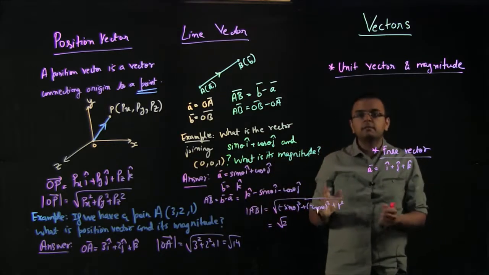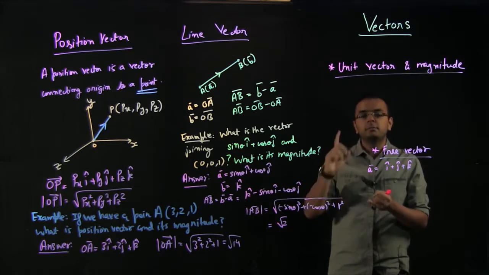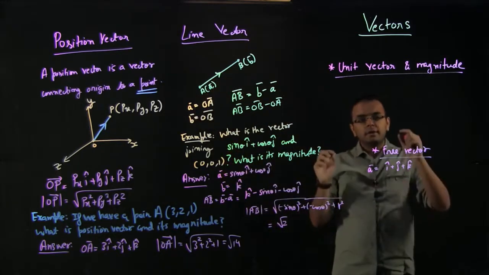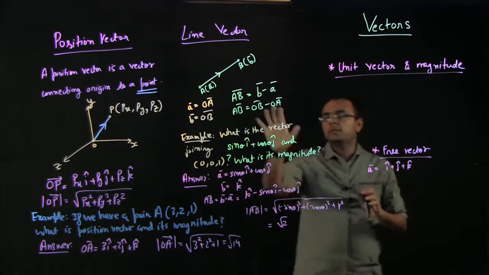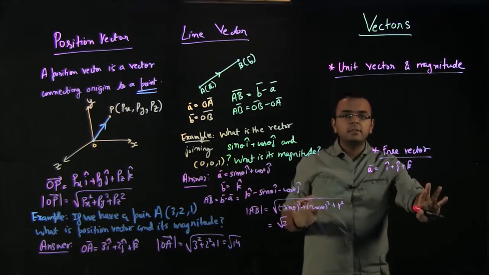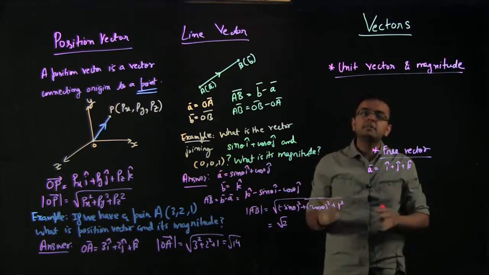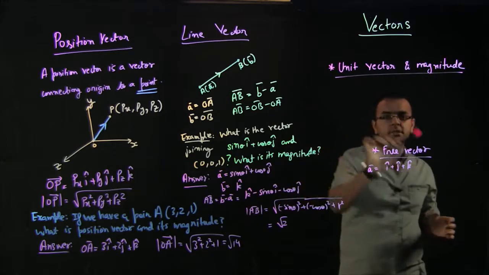So just to summarize, whenever you see a point, it always means a position vector. Whenever you see a vector joining 2 points, it means a line vector, which can be calculated like this. And whenever you see something just written like this and not specified whether it is a point or a line vector, then it means it is a free vector which only has a fixed magnitude and direction and can move freely around the space.